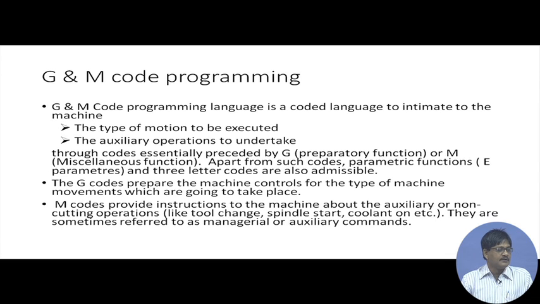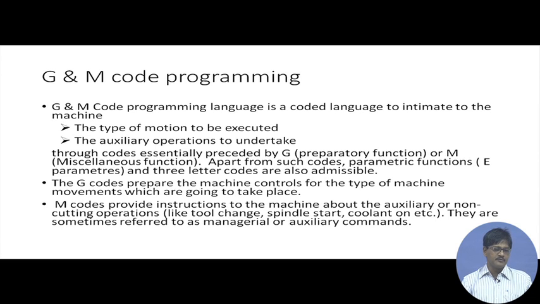If the codes are preceded by the letter G, they are called G codes or preparatory functions, and they are generally connected with motion. If the codes are preceded by M, they are called miscellaneous functions, and they are generally concerned with the non-cutting auxiliary operations. Now, there might be other codes as well. There might be 3-letter codes, there might be parametric functions, etc., in addition to G and M codes. They basically help us to carry out the operations in a better fashion.